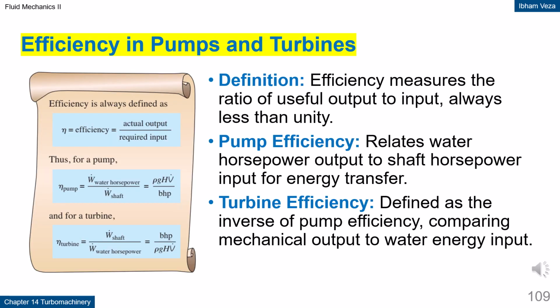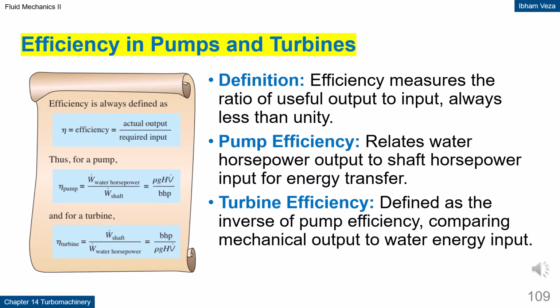Efficiency in pumps and turbines. Efficiency is defined as the ratio of useful output to input and is always less than unity. For pumps, efficiency compares the water horsepower to the shaft horsepower supplied. For turbines, the definition is reversed, comparing the mechanical output power to the water energy input.